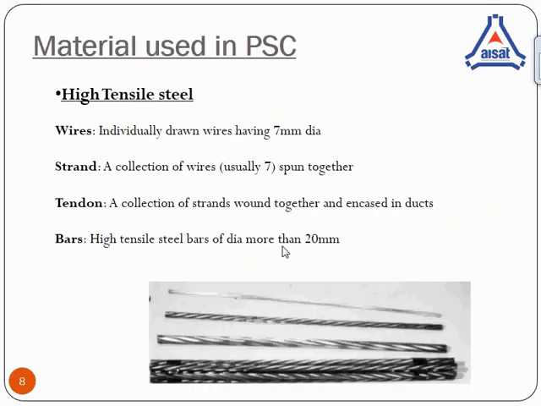Let's see the different materials used in prestressed concrete. The first one is high tensile steel. As we all know, in reinforced concrete structures, ordinary mild steel and deformed bars are usually used, but they are not at all suitable in the case of prestressed concrete because of their lower yield stress value. Due to this lower yield stress value, we have to go for other types of steel reinforcement. So here come the different forms of high tensile steel. The first one is wires, the second one is strand, and the next one is tendons.